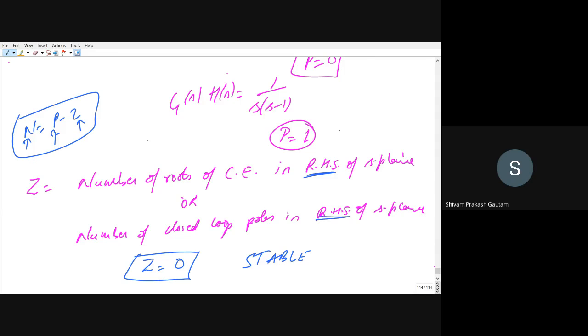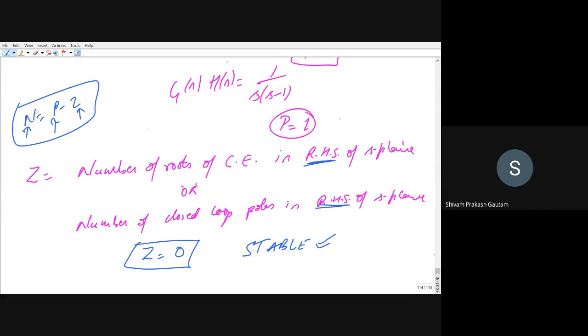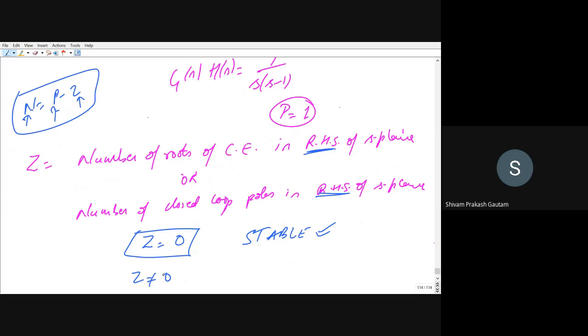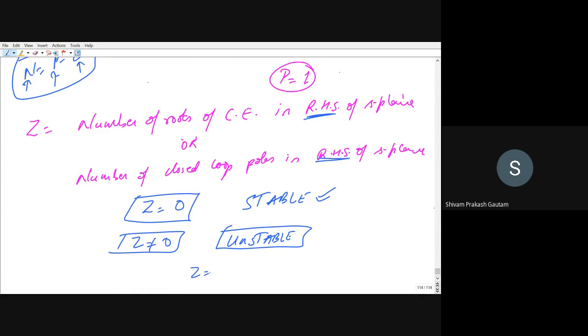So ideally, if Z is equal to 0, that means there are no poles in the right hand side. In that condition, our system will be stable. If Z is not equal to 0, that means the system is definitely unstable. And based on the value of Z, if Z is equal to 1, then that means one pole is on the right hand side.